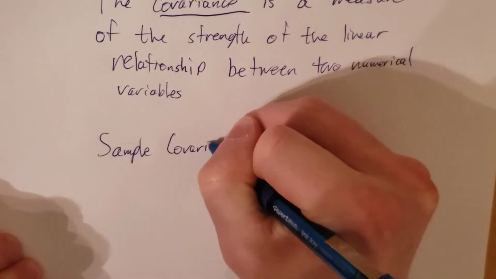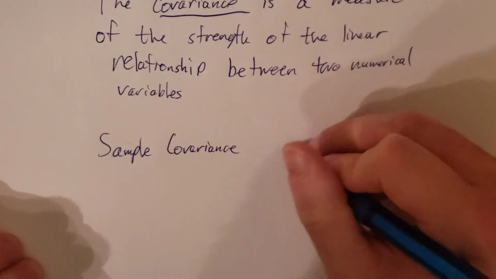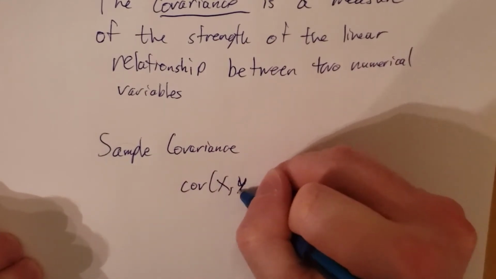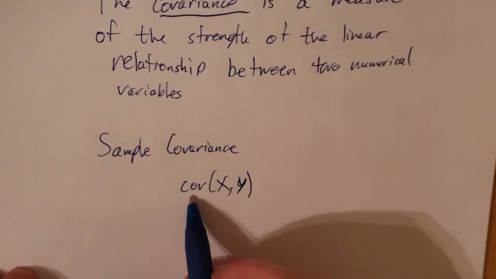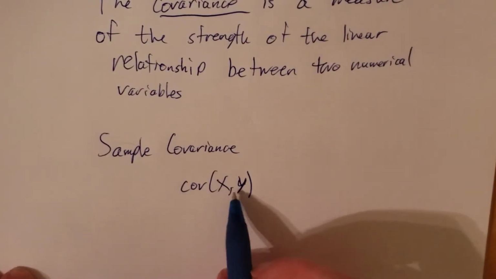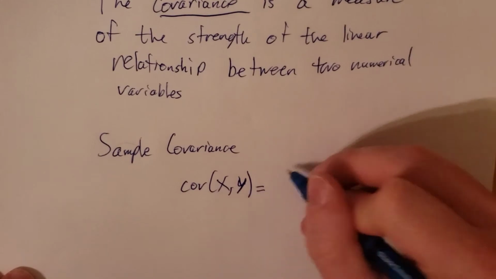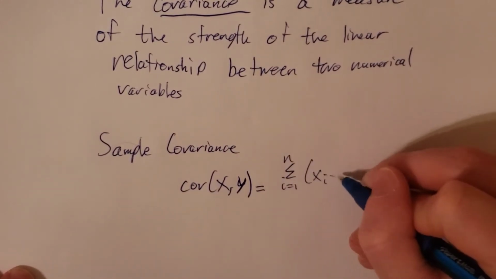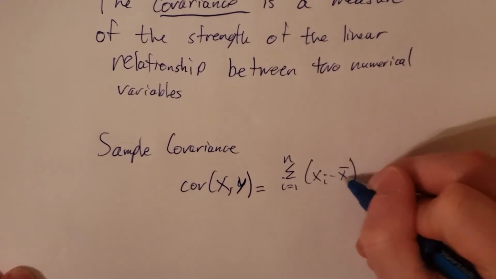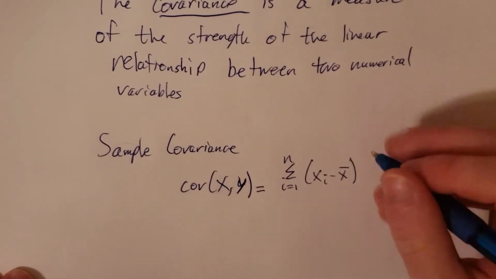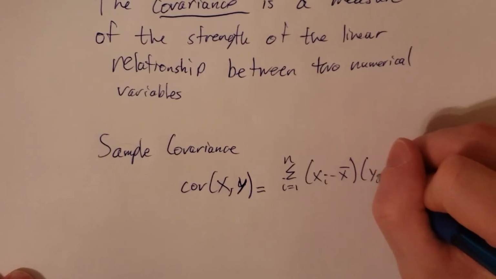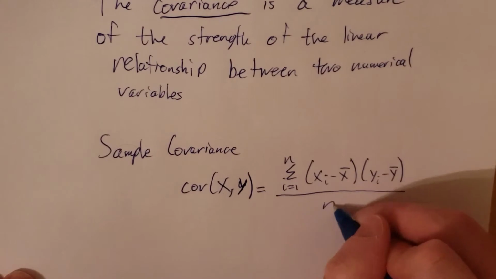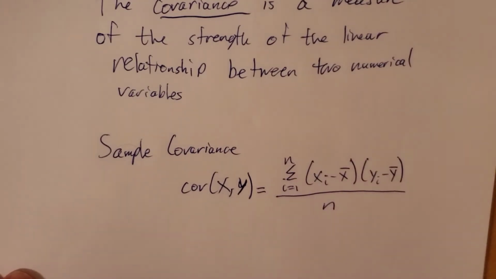So the sample covariance is COV of x comma y. All right, COV stands for covariance. The x and the y are the two numerical variables. And that is the sum from i equals 1 to n of x sub i minus x bar, which is the mean of the variable x, times y sub i minus y bar, all divided by n minus 1.